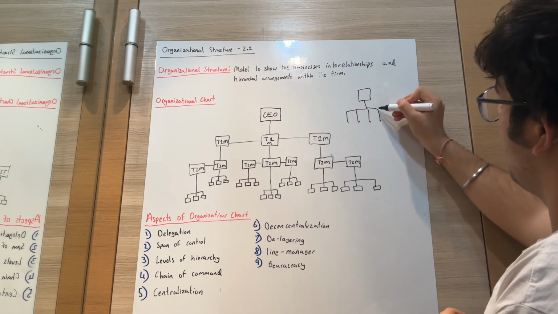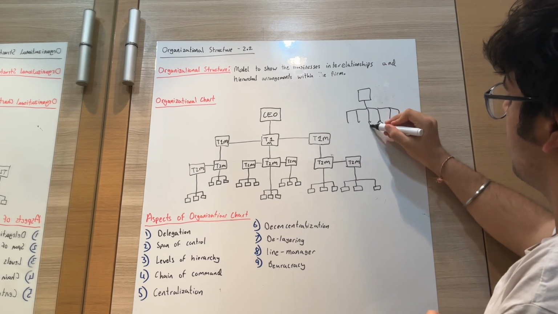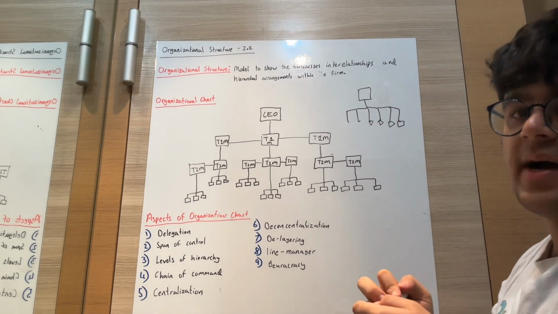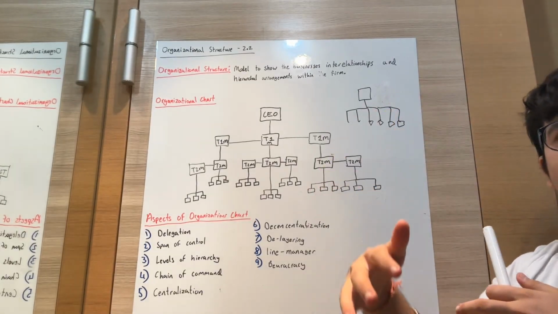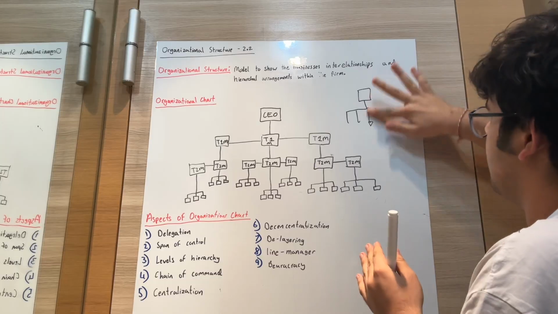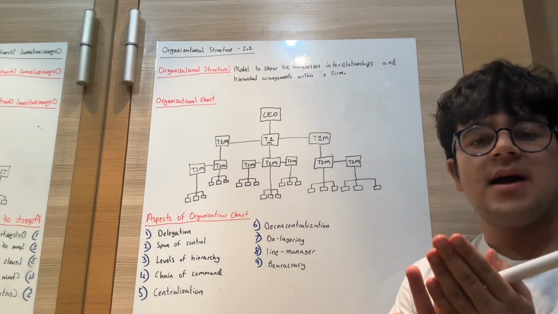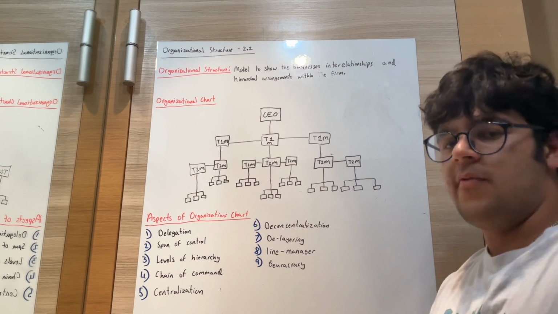Bang, bang, bang, bang, bang. All employees. That would be an example of a wide span of control. I hope that helps visualize it. So span of control means how many individuals or lower ranking employees a manager is directly responsible for.